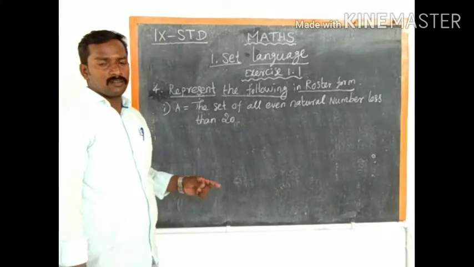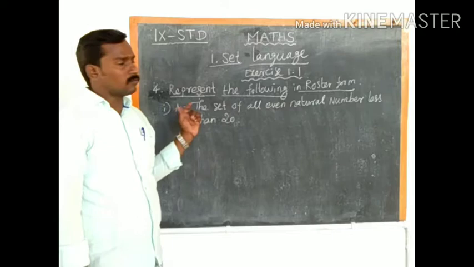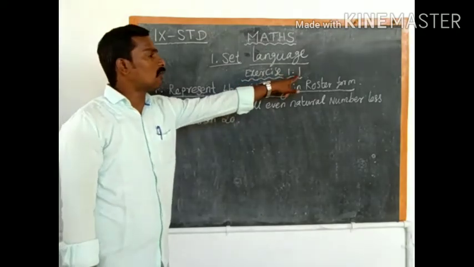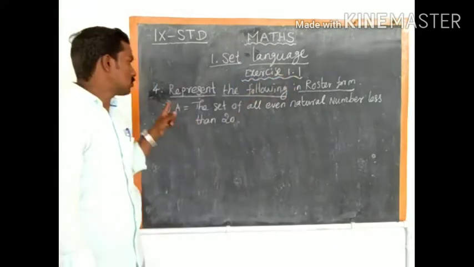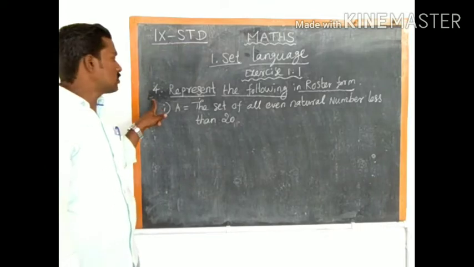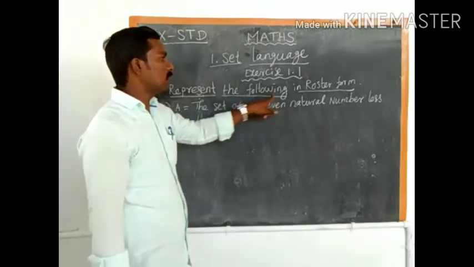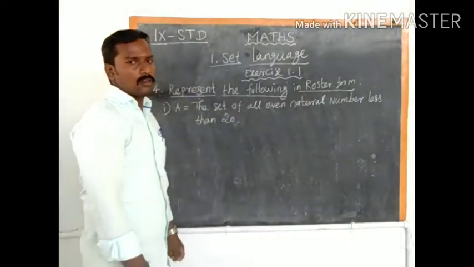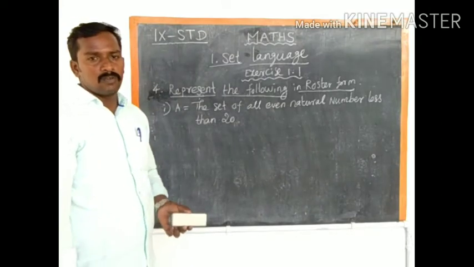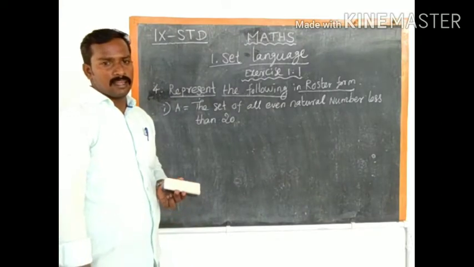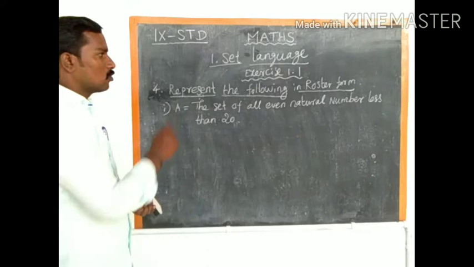Last class we discussed the first three sums from exercise 1.1. Now we will discuss the fourth sum. The sum is: represent the following in roster form. What is the roster form? List out the answers. Okay, this is the roster form.